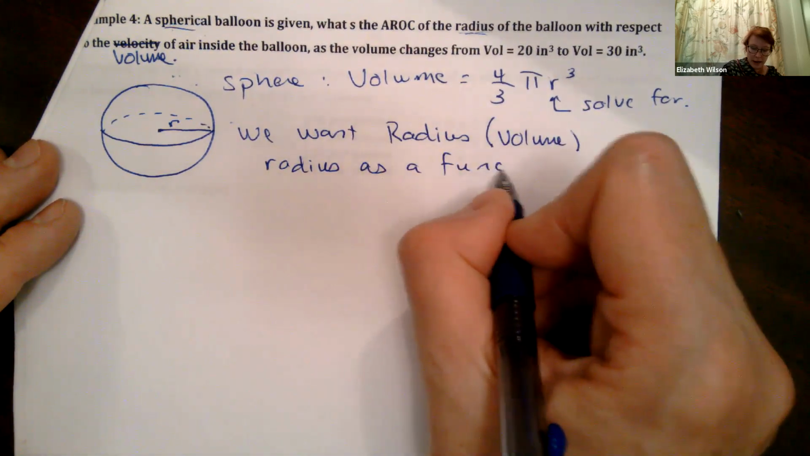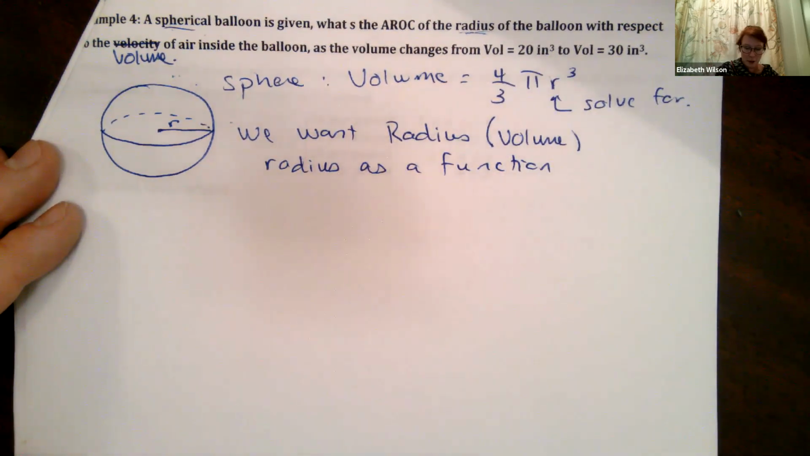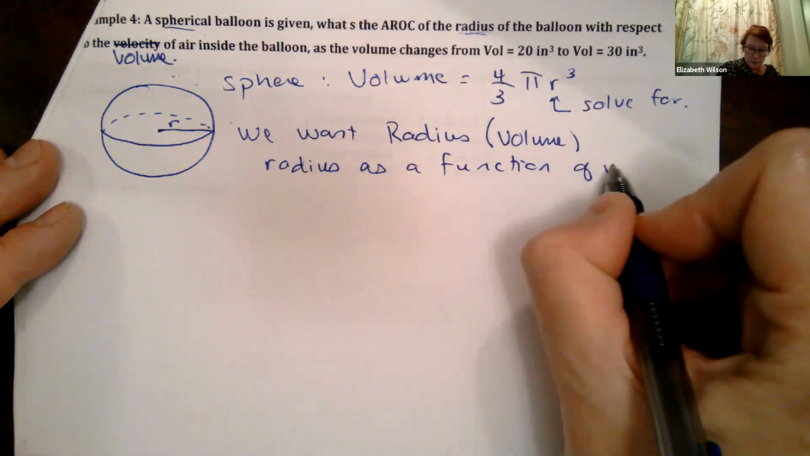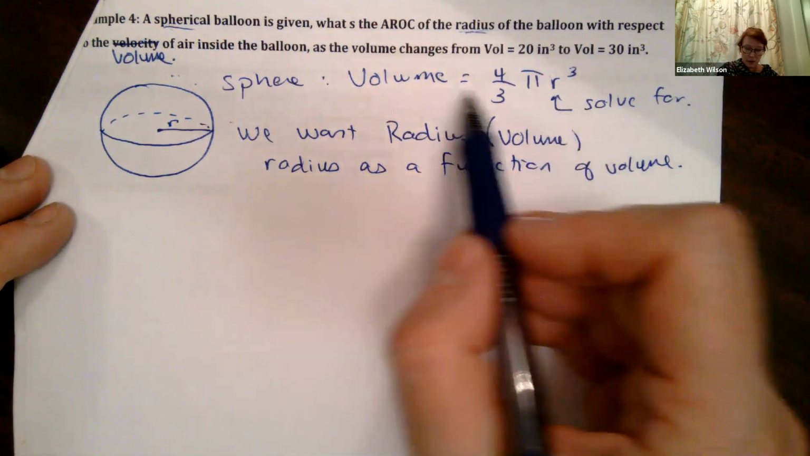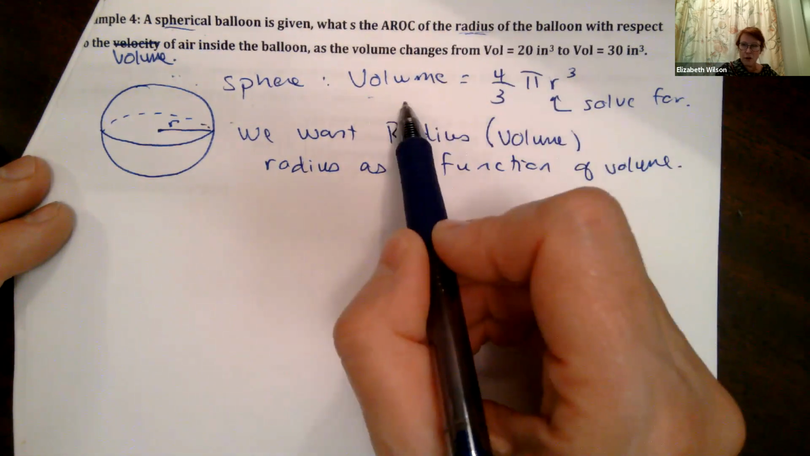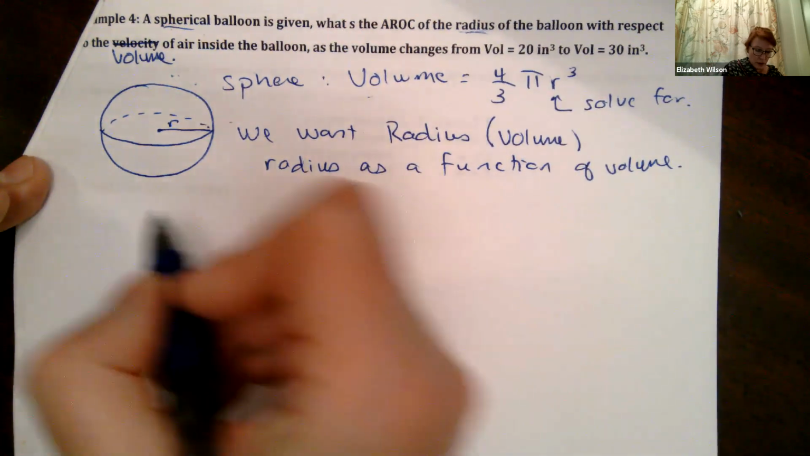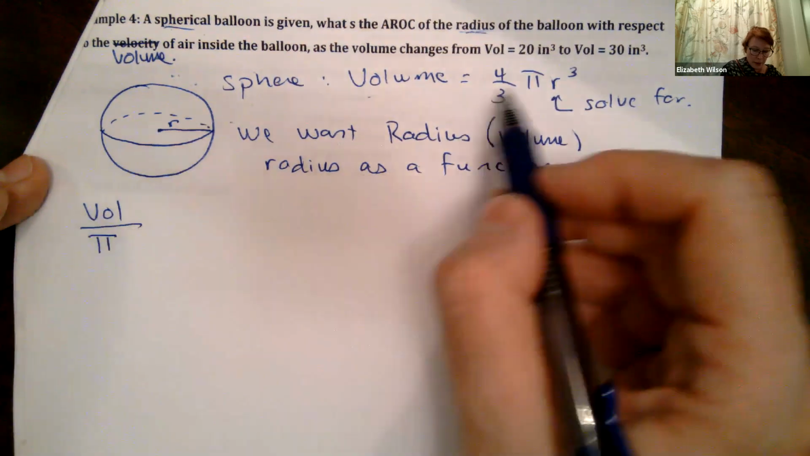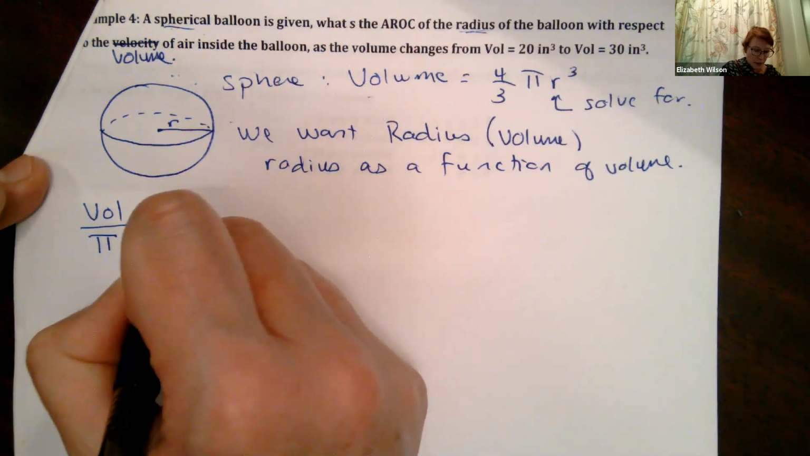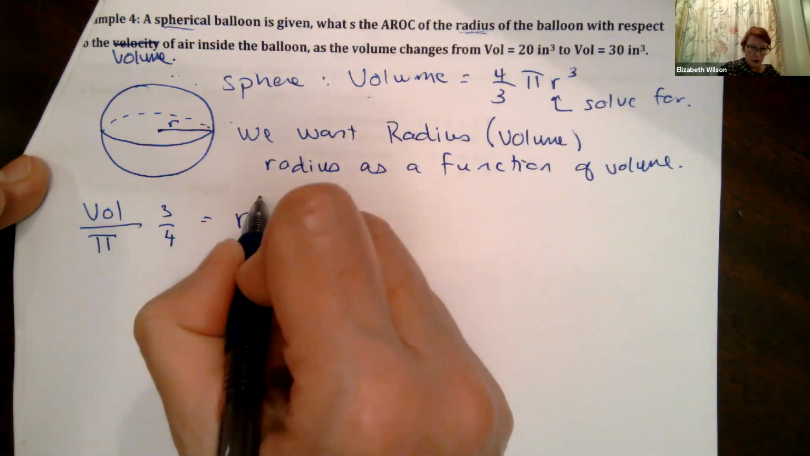It helps sometimes to write it out, just to get your brain thinking about it as a function of volume. Okay. So that means I need to take this equation here and solve for r. So I'm going to write volume, divide by pi, multiply by 3/4, right? And that's going to equal r cubed.